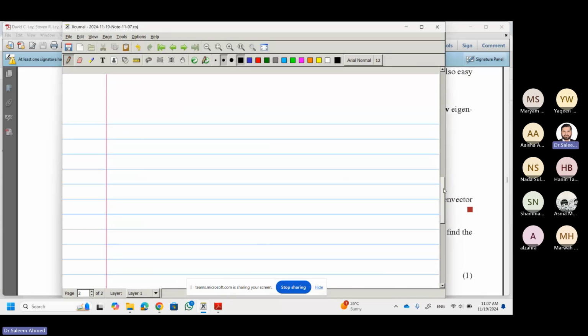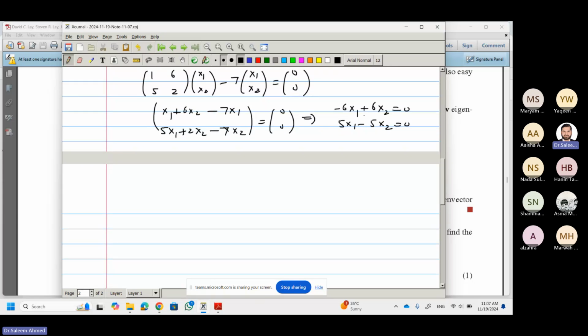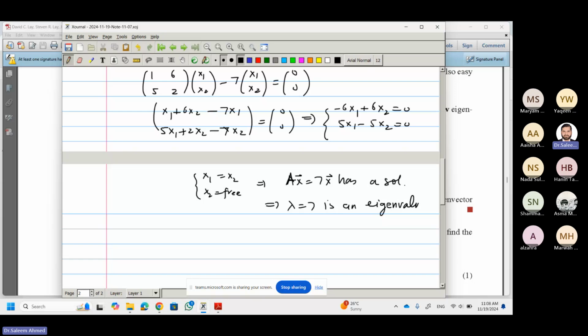If this is your system, both equations are the same, you see. Both equations give you x1 equal to x2, right? And x2 is free. So it means I have a solution. So this implies that AX equal to 7X has a solution. And this means that lambda equal to 7 is an eigenvalue. If this system has no solution, then lambda will not be an eigenvalue. So yes, this is an eigenvalue of A.